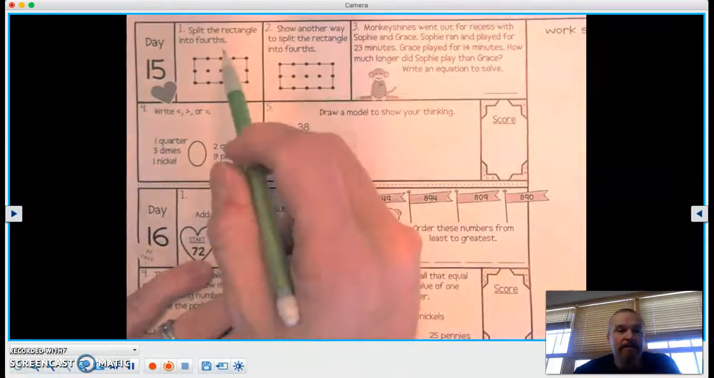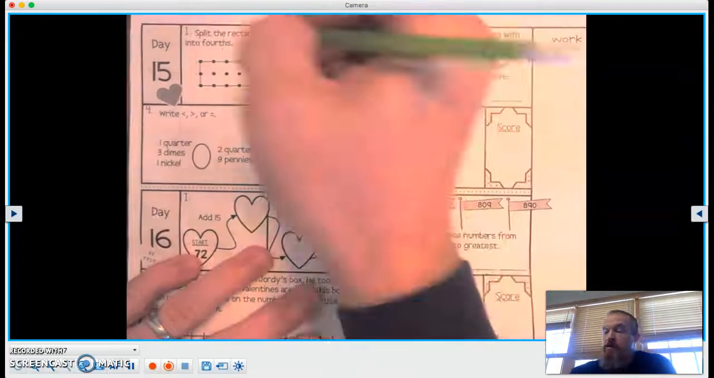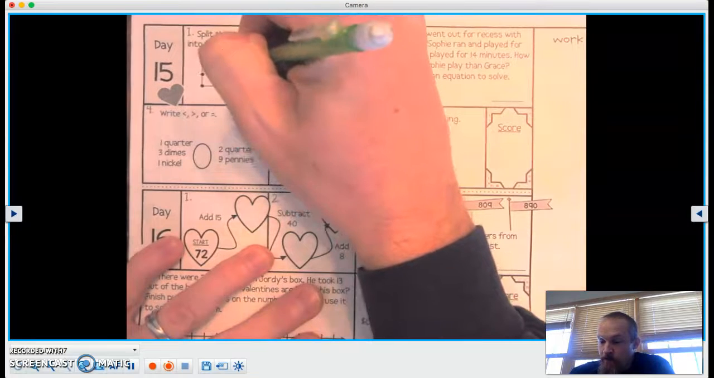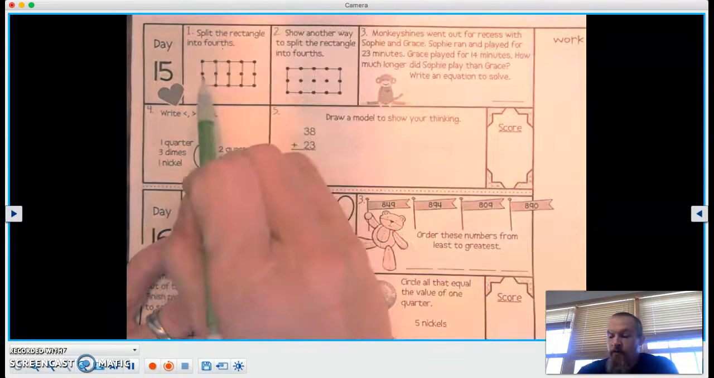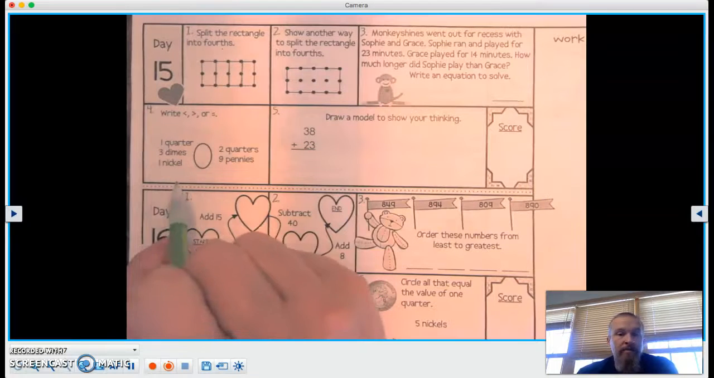Number 1, split the rectangle into fourths. So into 4 equal pieces. There we go. So we have 1, 2, 3, 4 equal pieces.